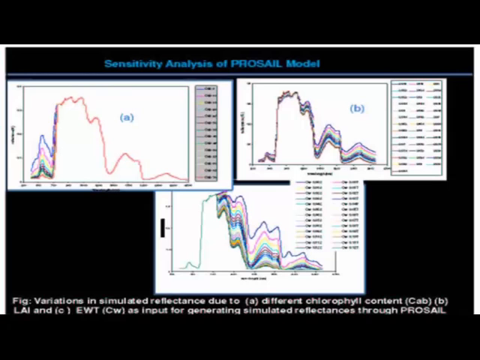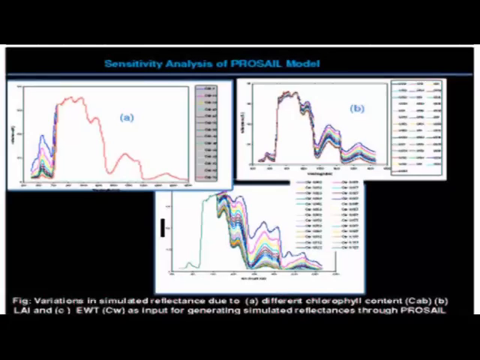So the sensitivity analysis is done, then model inversion is done like this. These are the parameters which can be given into the model. So this is the PROSAIL reflectance model. Then one can run it and get the spectra. You can simulate the spectra. So this is what the ready-to-transfer model is.